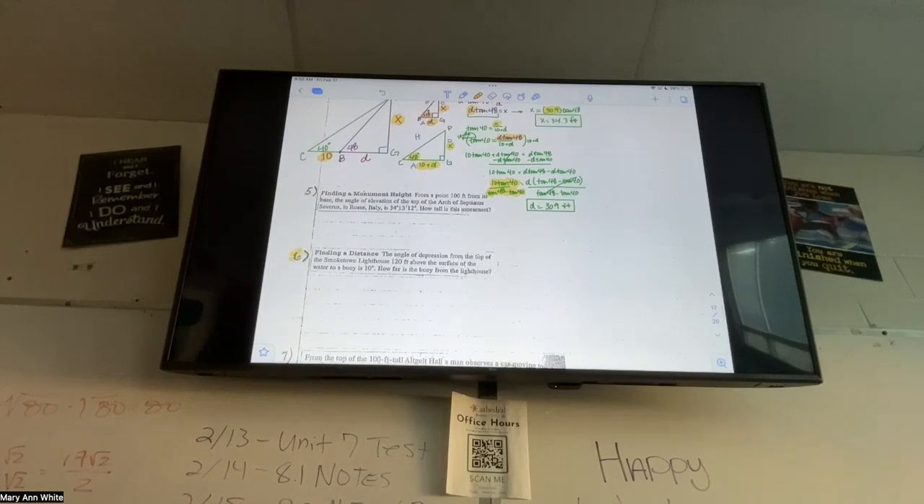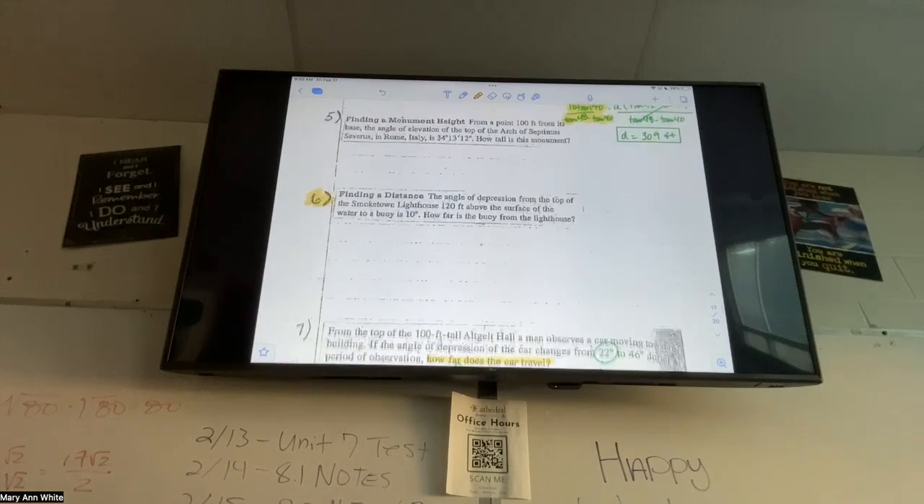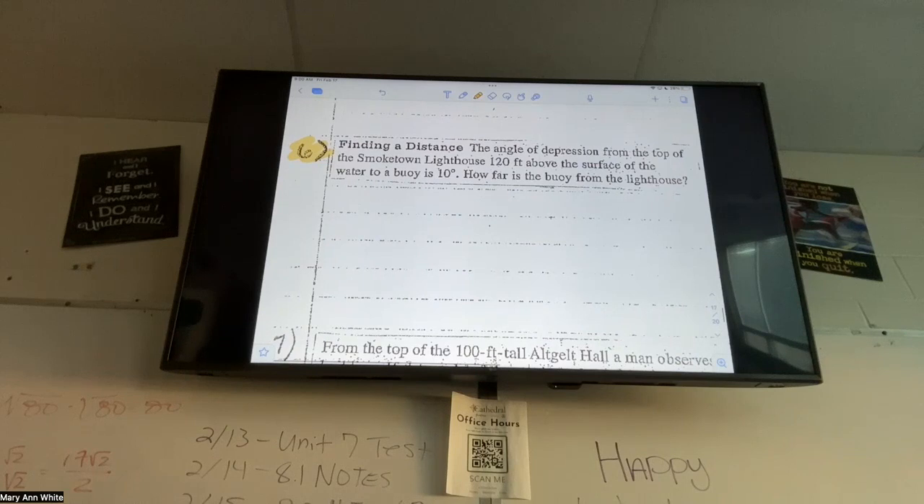I actually want to skip down to do number 6 first, and then we'll go do number 5. These are a little bit easier. They're just one triangle, not 2 triangles. So it says the angle of depression from the top of the lighthouse, which is 120 feet above the surface of the water, to a buoy is 10 degrees. How far is the buoy from the lighthouse? Okay, so I'm going to draw my triangle.